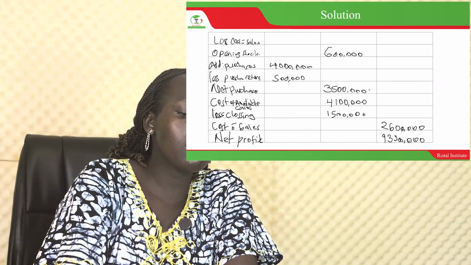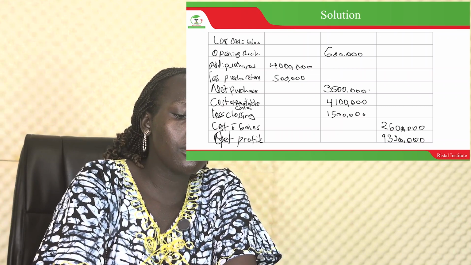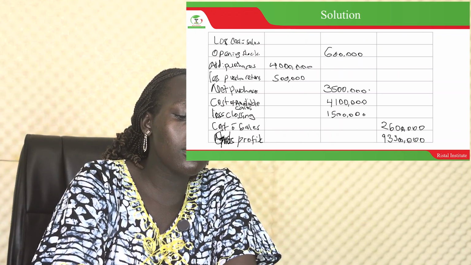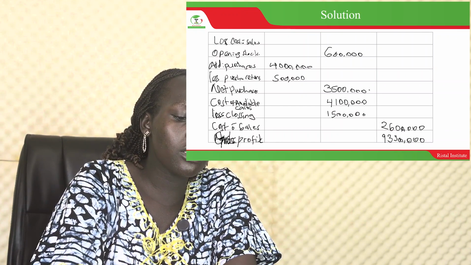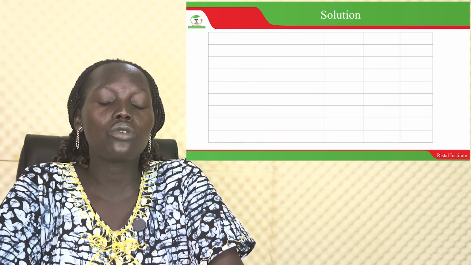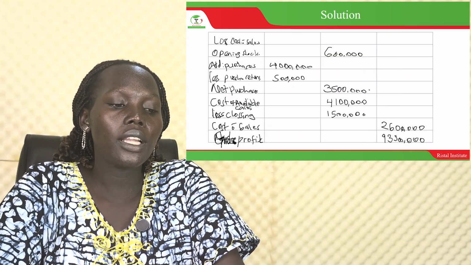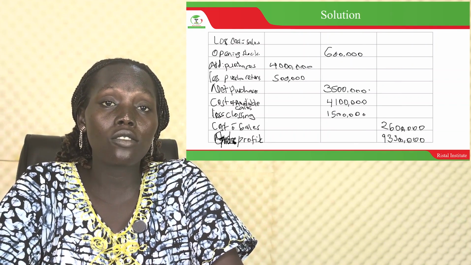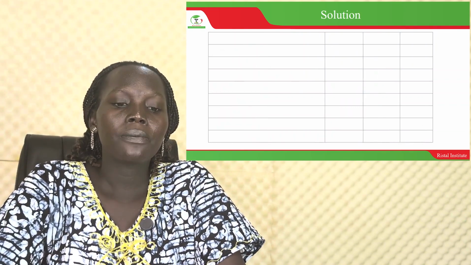As our gross. This is supposed to be gross profit. We are getting our gross profit. To get gross profit, we get the sales minus cost of goods sold.